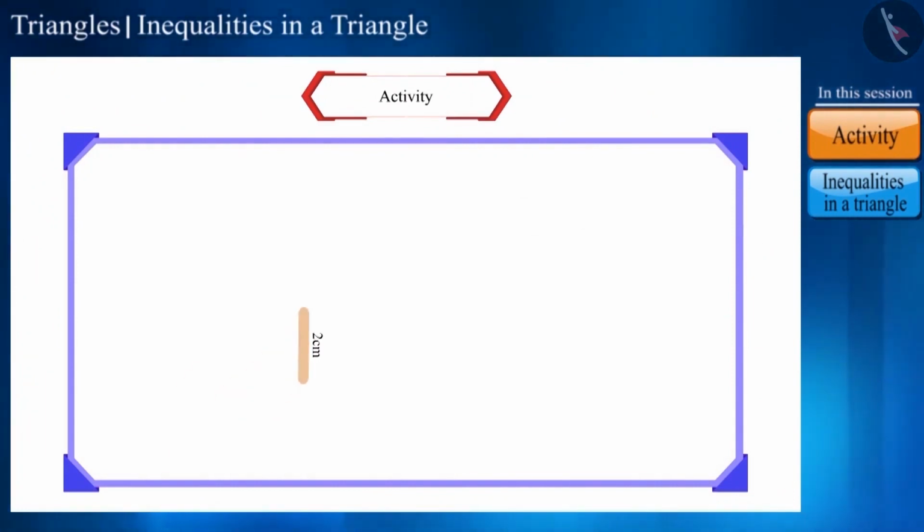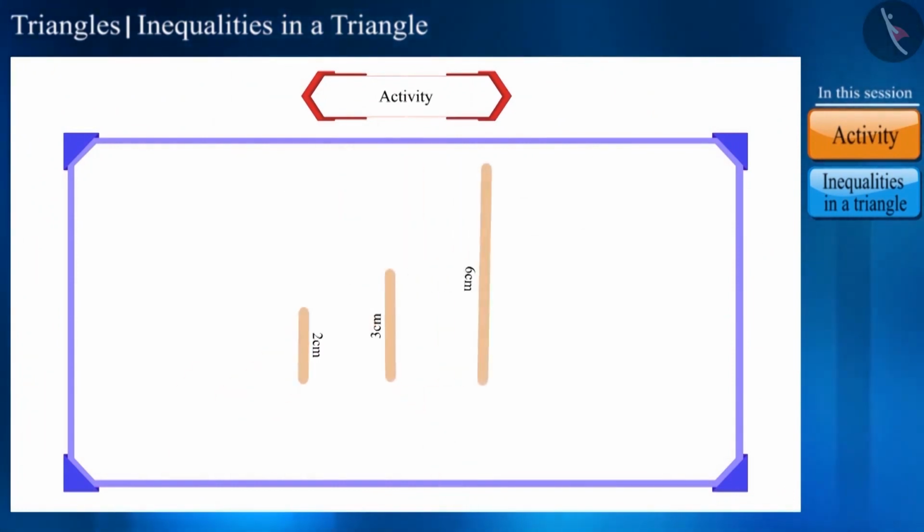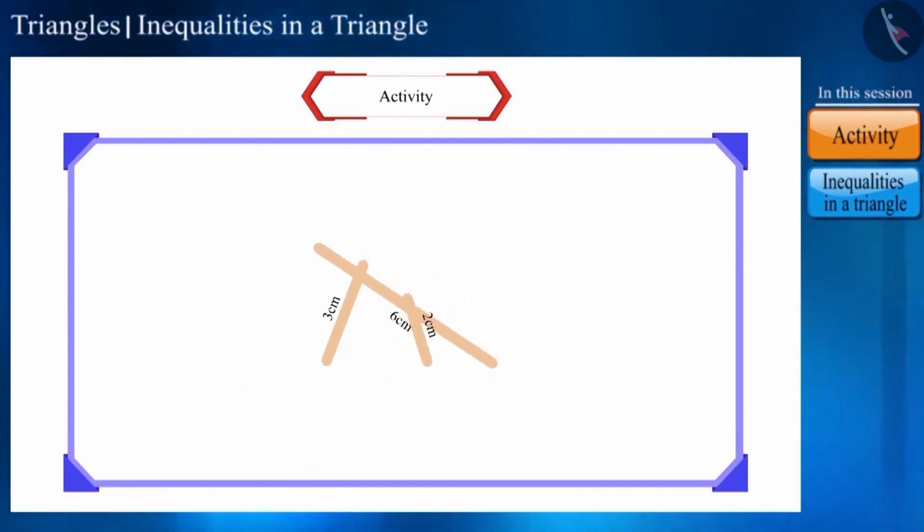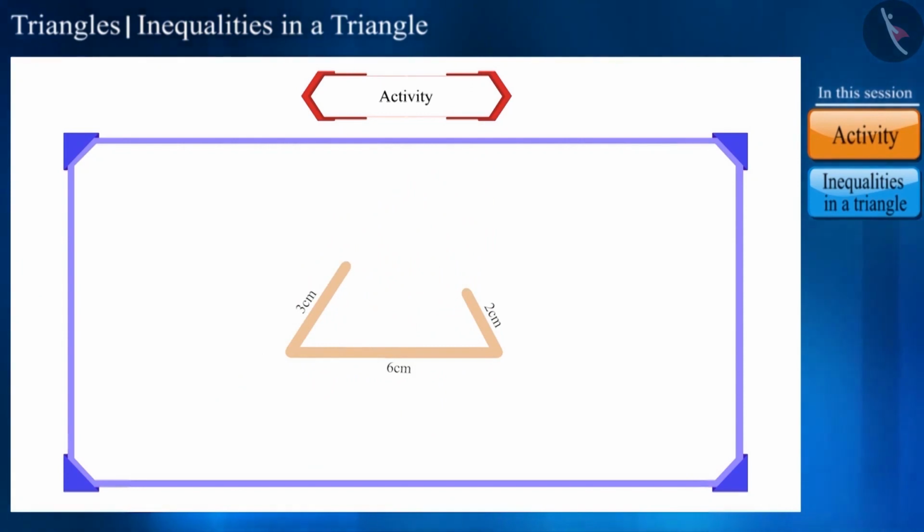We will construct a triangle by taking 10 pieces of wood of 2 cm, 3 cm and 6 cm, where the base is the 6 cm piece of wood and the remaining two sides are 2 and 3 cm respectively. Can such a triangle be formed? You can see that this is not possible. Now let's do one thing.